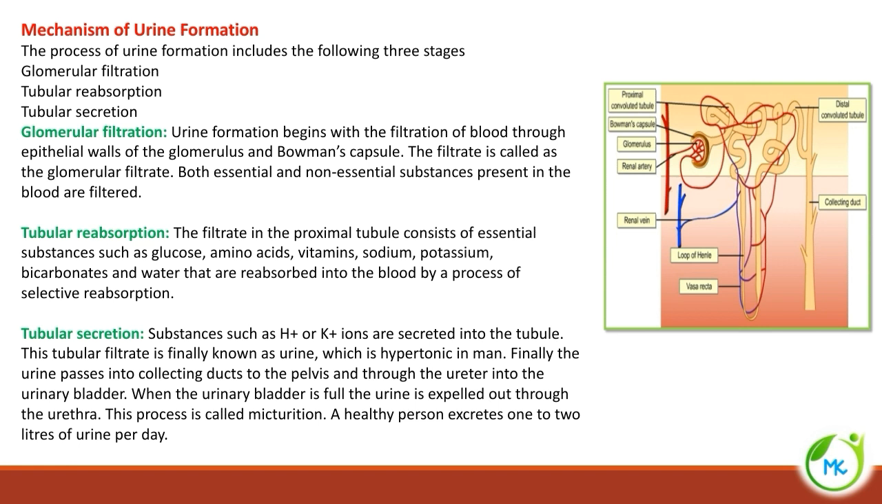It consists of 3 stages: glomerular filtration, tubular reabsorption and tubular secretion. In glomerular filtration, the glomerulus acts as a filtrating unit and filters the blood. Tubular reabsorption means it is taken back, so it is referred to as reabsorption. All the essential products are taken back. Next is tubular secretion. The urine is made and it is excreted out through the urethra, a process referred to as micturition.